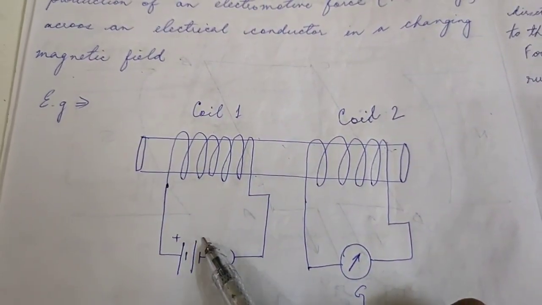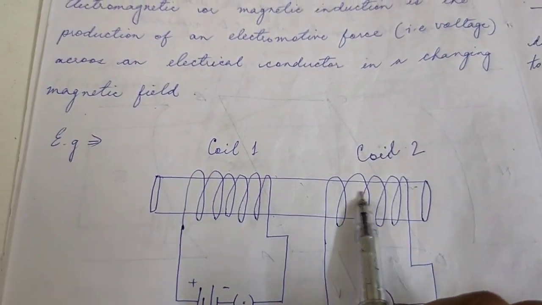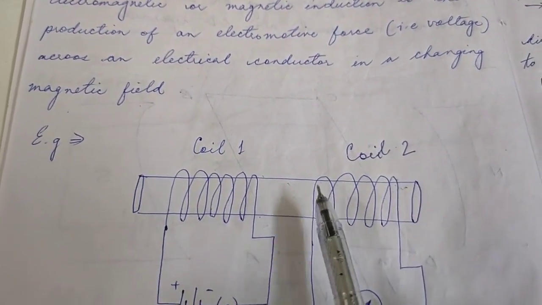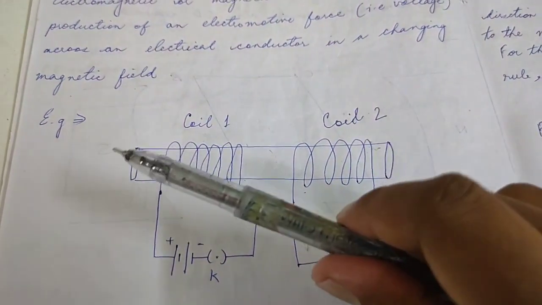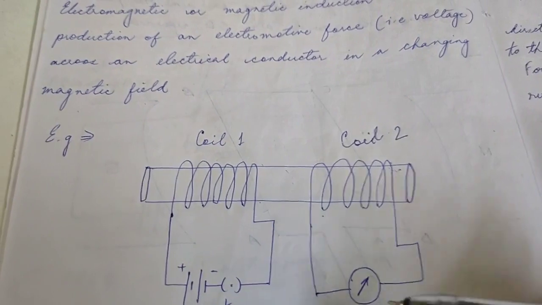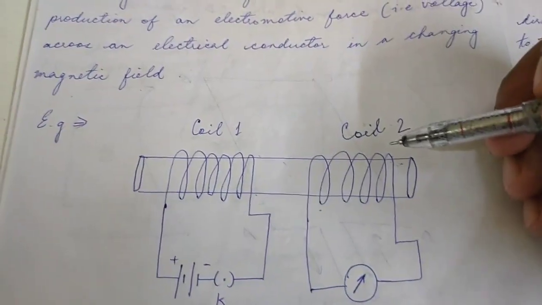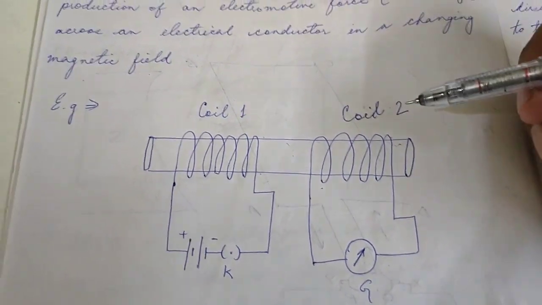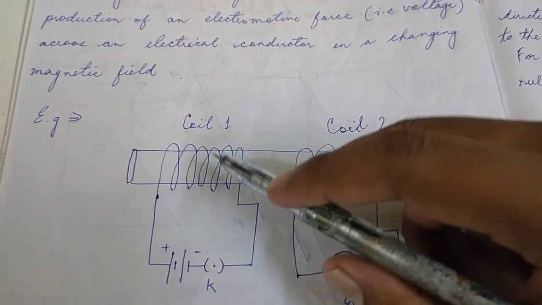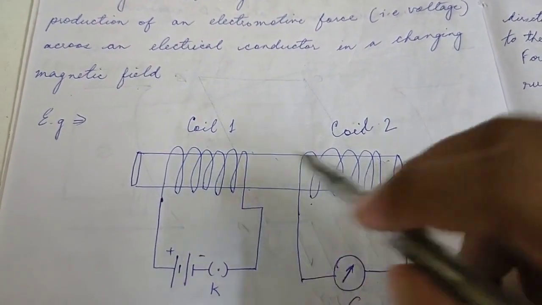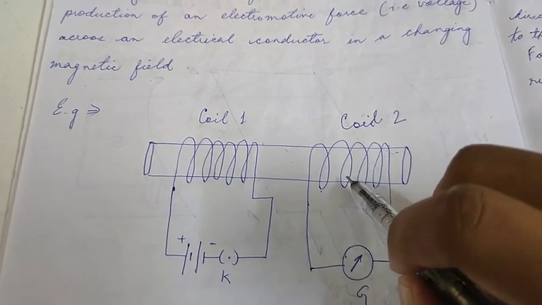Whenever there is a change in current, there is a change in magnetic field lines, and because of that, this galvanometer pointer moves towards the right hand side or towards the left hand side, which shows us that current is being induced in this second coil. This is known as induction, electromagnetic induction. With the help of coil 1, due to the change in current, we are producing current in the second coil, which is known as electromagnetic induction.